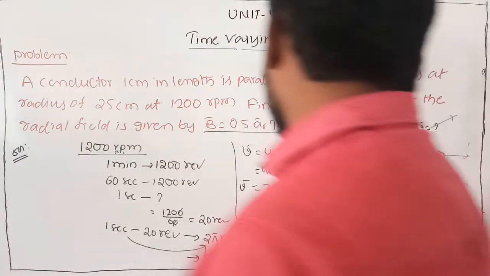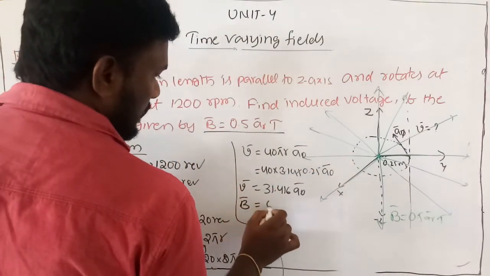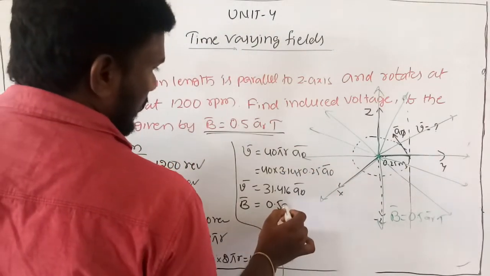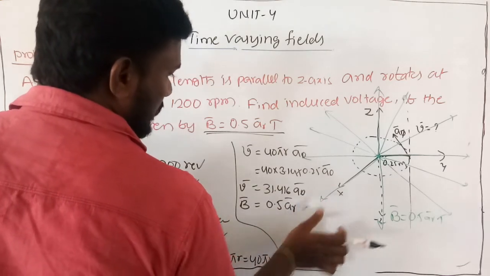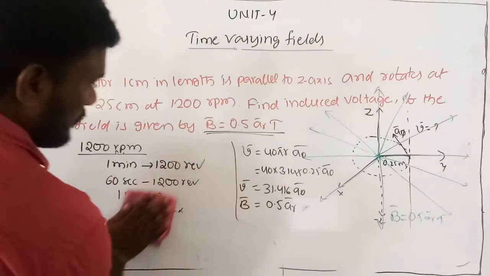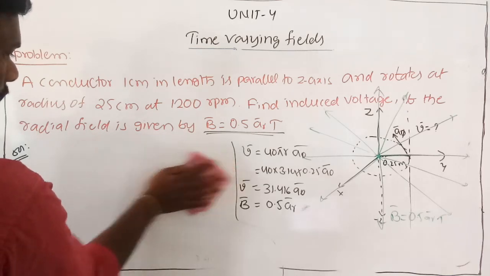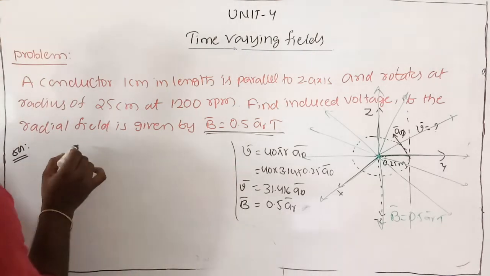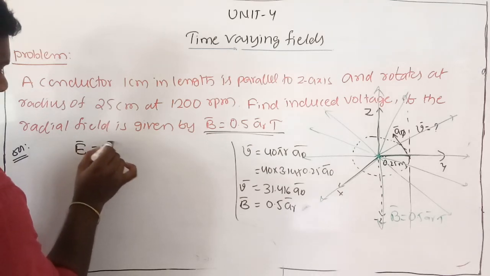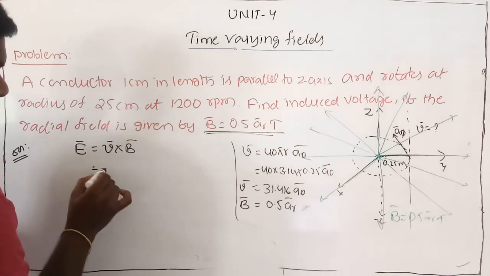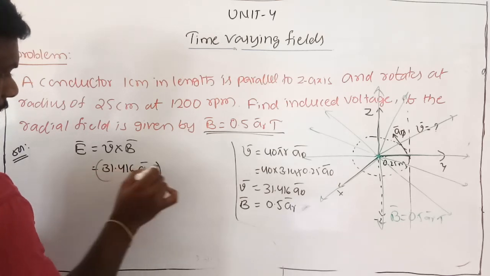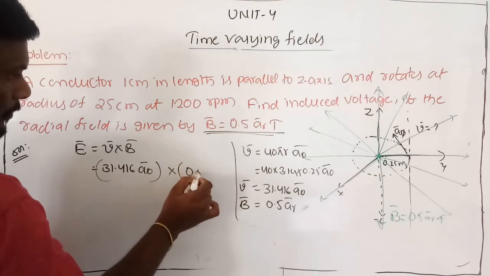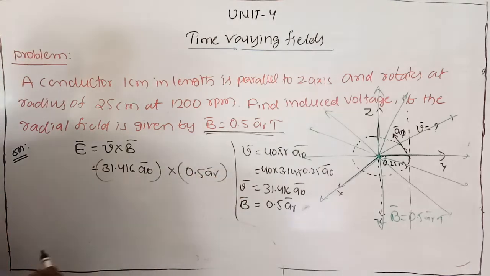Okay, now we have v and B. B is known from the given data, B is equal to 0.5 a_r. Now we calculate E_m. E_m is just the cross product between v and B. What is v here? It is 31.416 a_phi, cross B, which is 0.5 a_r.